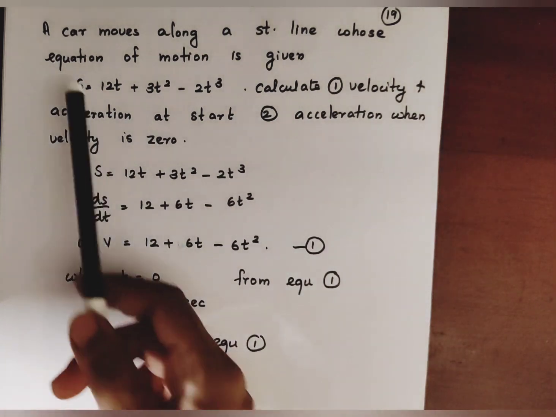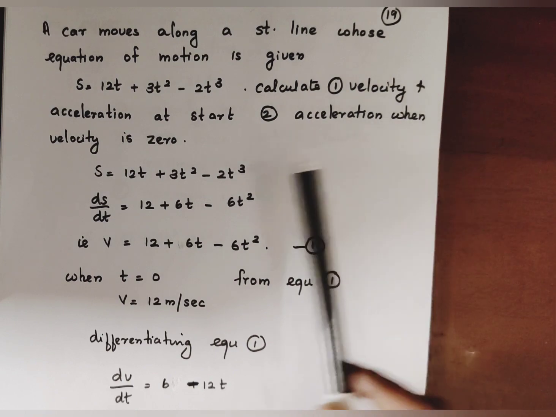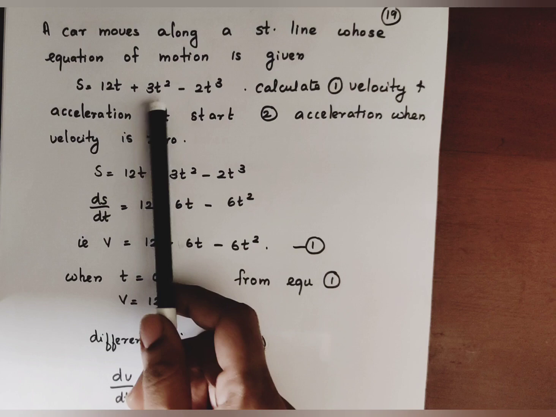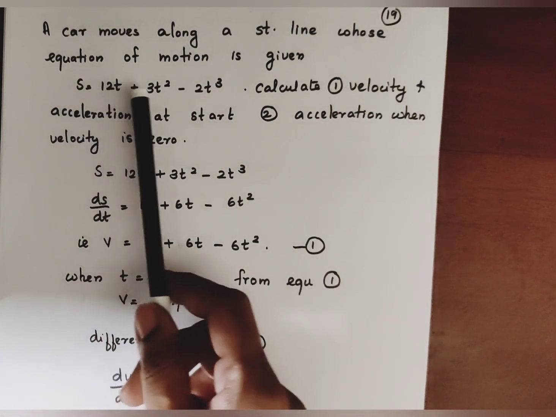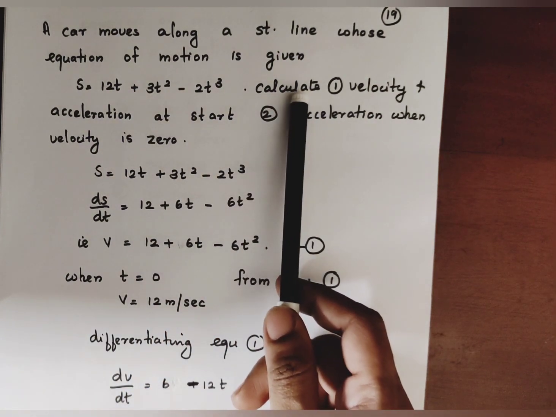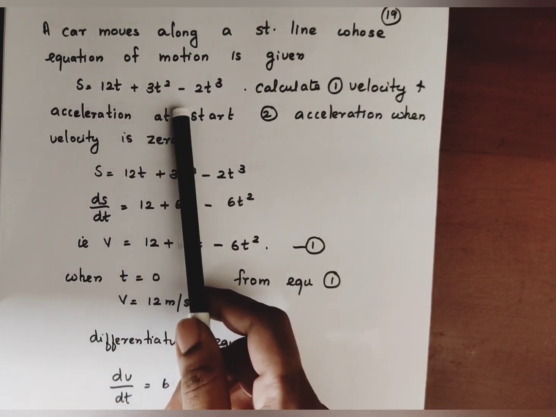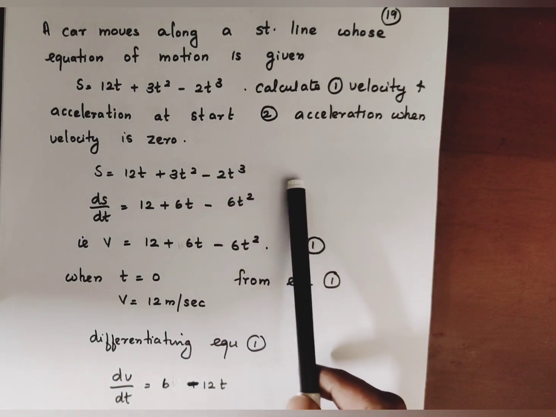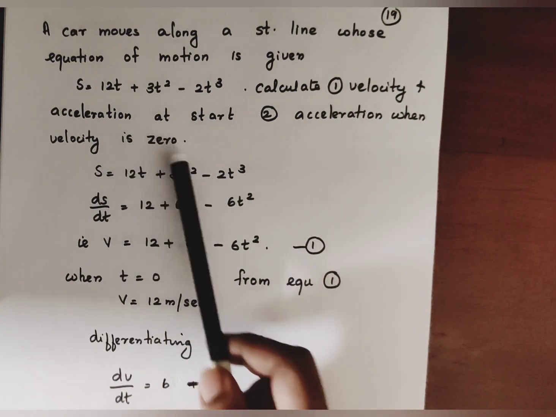The first question: a car moves along a straight line whose equation of motion is given by s is equal to 12t plus 3t square minus 2t cube. Here the displacement is given as a function of time. You have to calculate velocity and acceleration at start. At start means t is equal to 0. Second question, acceleration when velocity is 0.